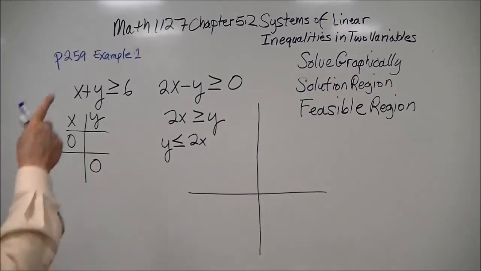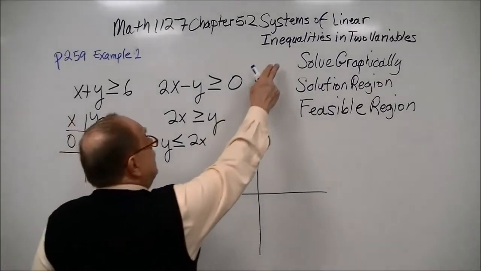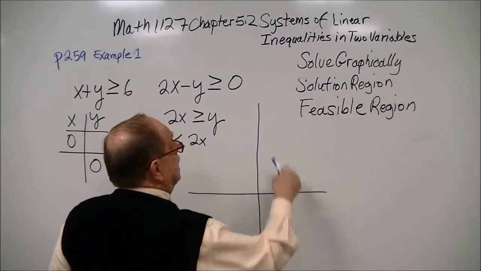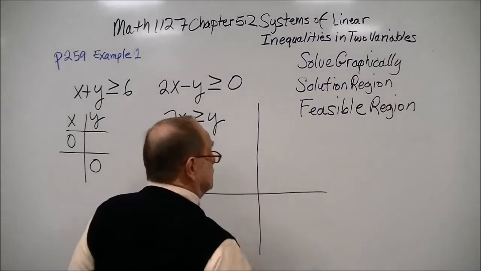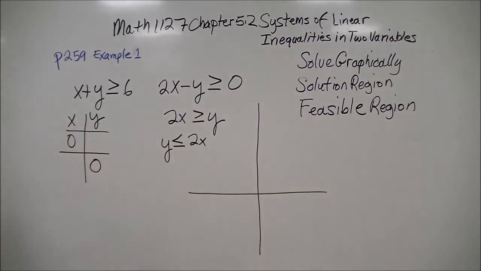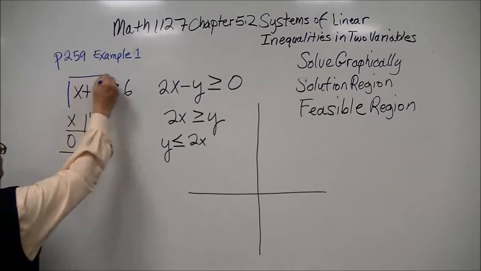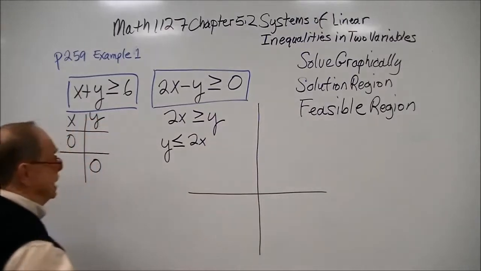Going on to topic 2 of chapter 5, we're dealing with systems of linear inequalities now in 2 variables. And we're asked to solve them graphically to find the solution region, which is sometimes referred to as the feasible region. So these are our first 2 equations or inequalities. And we're asked to graph them.